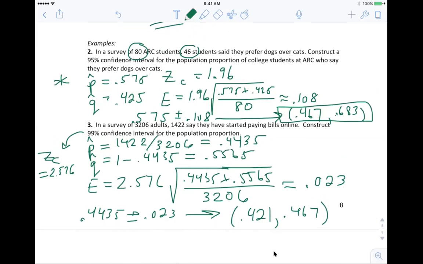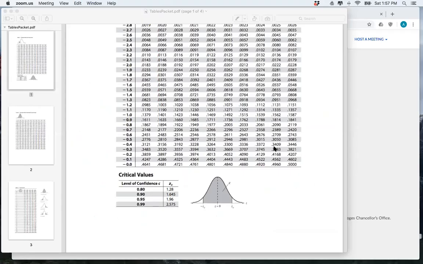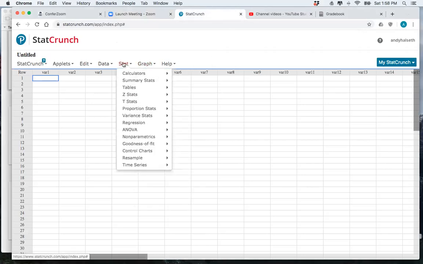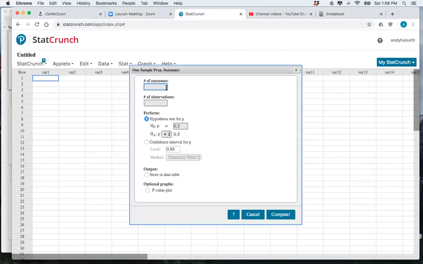So let me go over to desktop. And I'll bring up good old StatCrunch. There's the table. Okay. So we're going here. This one's located under Stat, Proportion Stats, One Sample with Summary. Okay, there's your location for this. It wants those number of successes and number of observations.